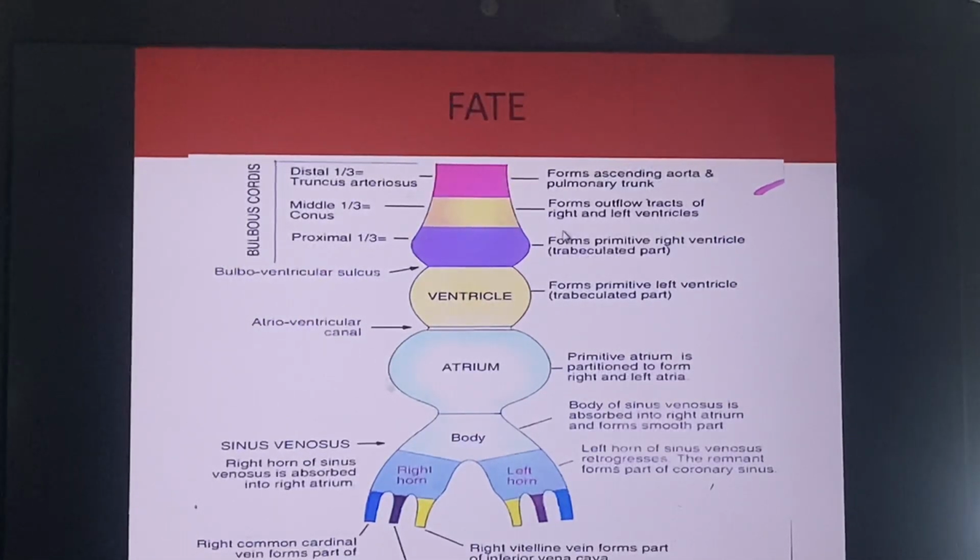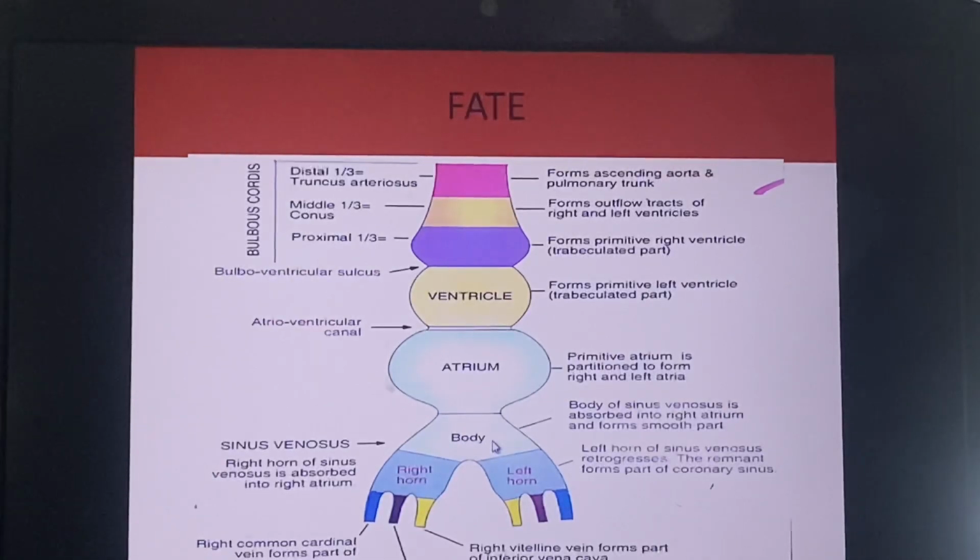Then this is the proximal portion, which is going to form the rough portion, contributing to this ventricle portion. Now this portion, that is the ventricle, is going to contribute to the trabeculated portion. So the trabeculated portion of the ventricle is receiving contributions from the bulbus cordis and also from the primitive ventricle. Then the primitive atrium is formed from the atrium.